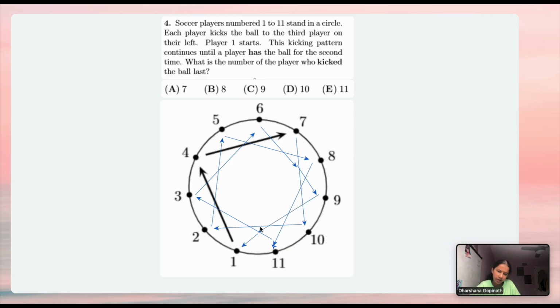So since this is now when player 1 got the ball the second time, that means player 9 is the one who kicks the ball last. So the answer is option C, 9.